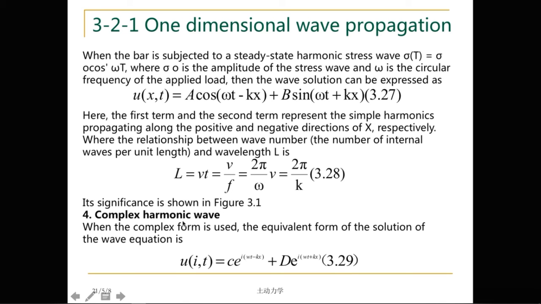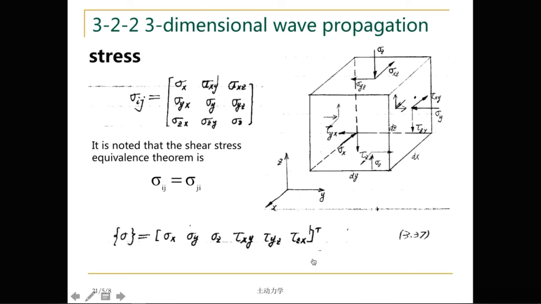Now let's see complex harmonic waves. When the complex form is used, the equivalent form of the solution of the wave equation is given as: u(x,t) equals C e^(i(omega t minus kx)) plus D e^(i(omega t plus kx)).